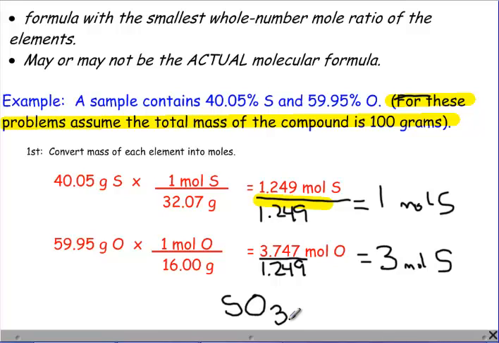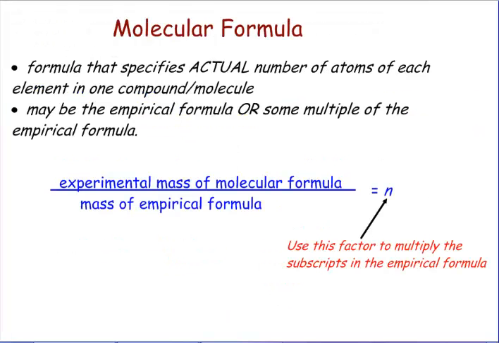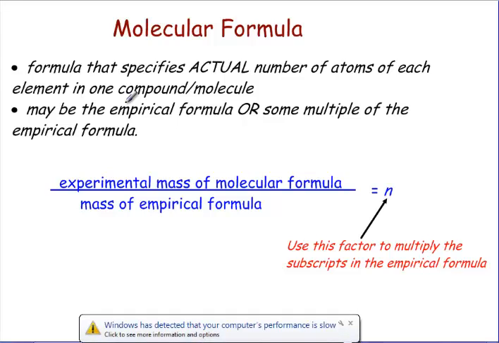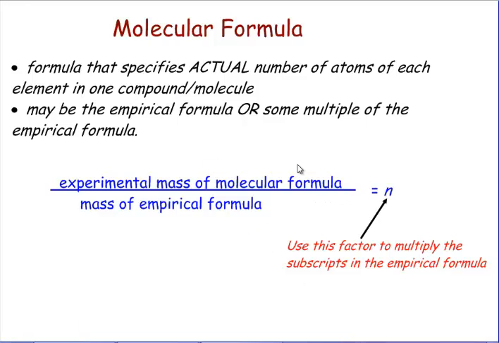Now, how do we know what the real formula is? Well, that's something different called molecular formula. And again, the molecular formula tells us the exact amount of atoms in a substance. It may or may not be the empirical formula. However, it will be a multiple of the empirical formula. So if you look at the formula here in blue, you're going to need to copy this down.